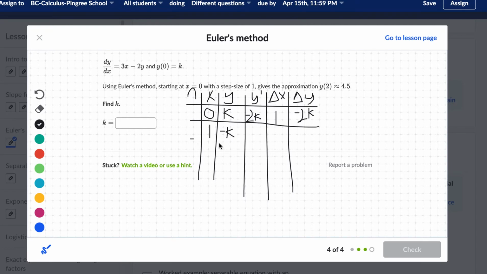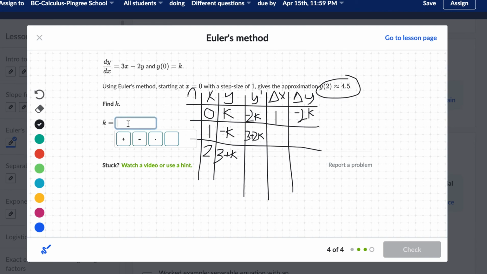Okay, so now we just repeat, and when I go back up here, 3 times 1 is 3, minus 2 times minus k is going to be 3 plus 2k. And now, just in the interest of saving time, this is going to be 1. When I multiply 1 by that, I'm just going to get that. So we know that this is going to go to 2. And that's what we want to approximate. And when I add this to that, I am going to get 3 plus k. And we know that 3 plus k right out here is 4.5. So if 3 plus k is 4.5, I subtract 3 from both sides, and k is 1.5.